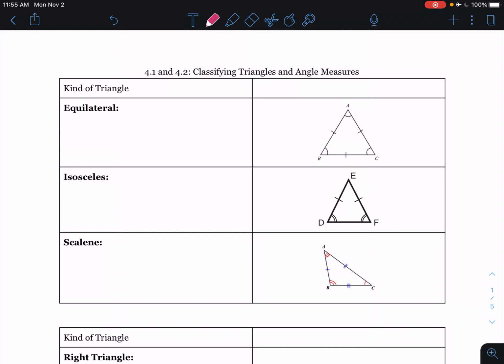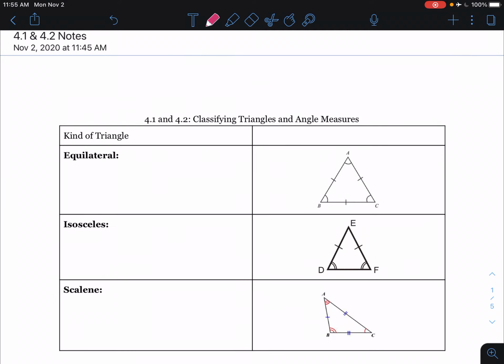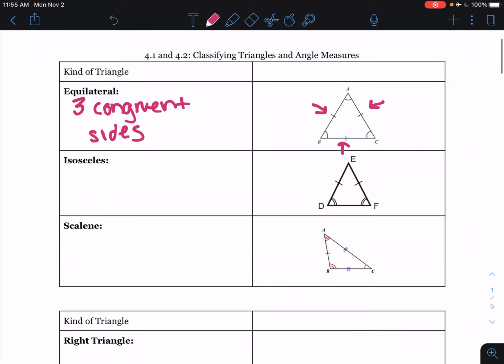The first kind of triangle is an equilateral triangle. An equilateral triangle has three congruent sides. So you can see from this picture that there are three little tick marks. That's showing you that each of these sides, AB, BC, and CA, have the same measure. That's an equilateral triangle.